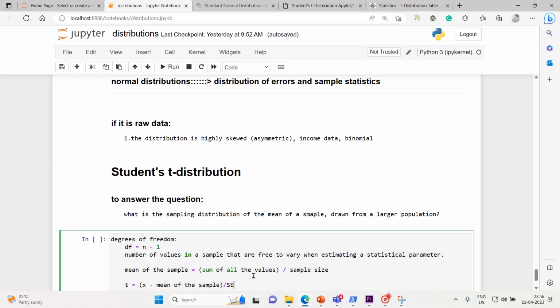So degrees of freedom is the number of values in a sample that are free to vary when estimating a statistical parameter. You will have only n minus 1 values free to vary, because whenever you calculate a test statistic, one value has to be taken, and only then can you do that. So that value you have to exclude. If you exclude one, how many values are free to vary? N minus 1 only. That's what is called degrees of freedom.